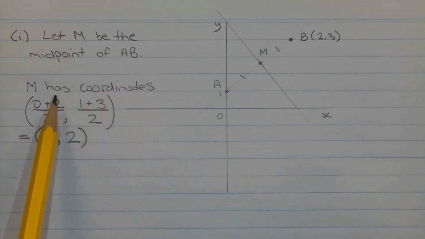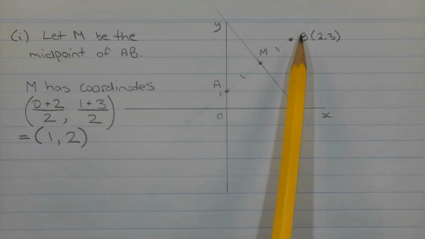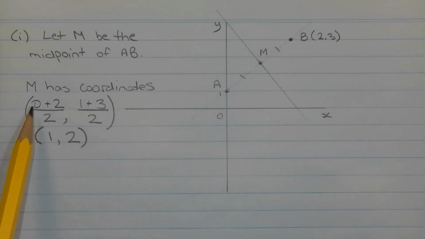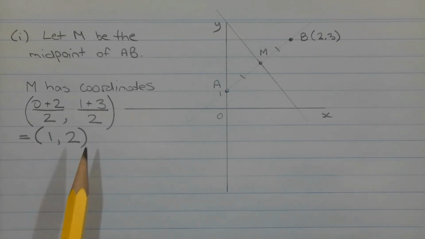Now to find the coordinates of the point capital M, which is the midpoint of AB, we find the average of the x coordinates of A and B, and then the average of the y coordinates of A and B. Now the average of the x coordinates, 0 plus 2 over 2 gives us 1, and the average of the y coordinates, 1 plus 3 over 2 gives us 2. So the midpoint of AB has coordinates 1, 2.